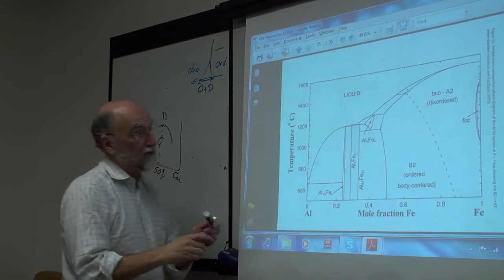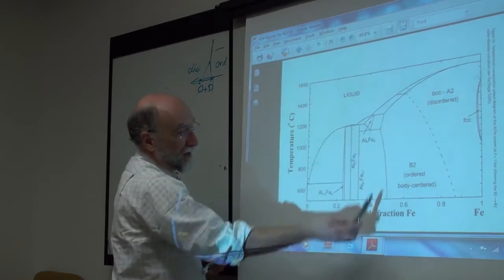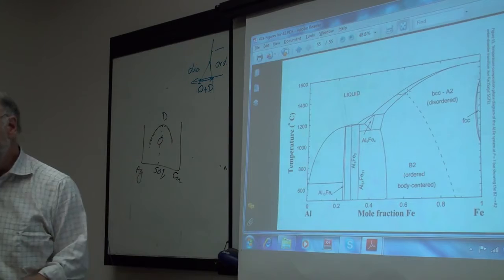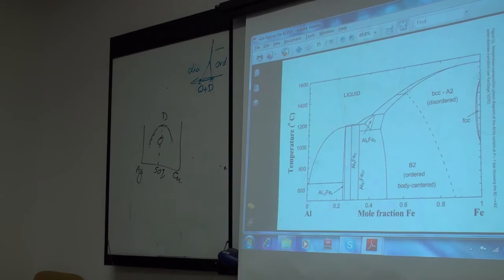Okay, that's what happens here. This is the same thing. It goes through a peak at 50%, back down the other side, it just doesn't get all the way because it melts first. Okay, so there's your ordered, disordered. Okay, and that's the same thing.